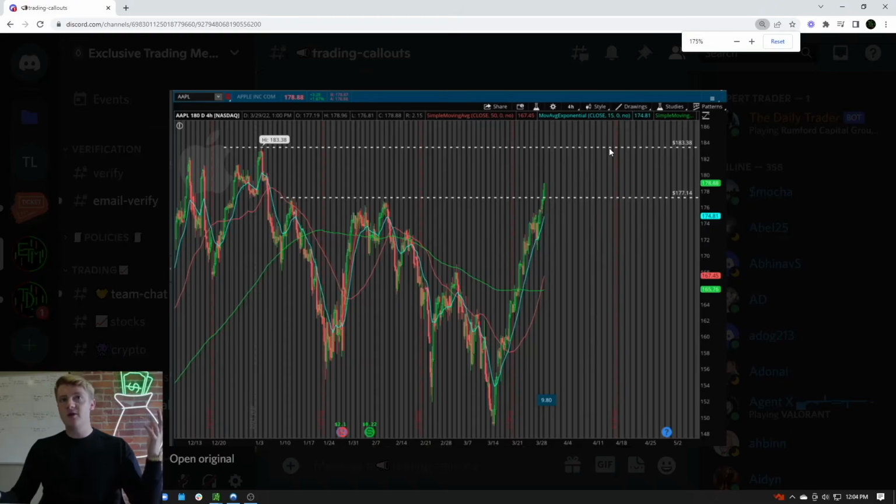183.38. Now, most people are going to be waiting for a rejection off of 183.38 because price is either going to break through this level and continue running to a new all-time high, or it's going to get rejected and then pull back down. So instead of waiting for confirmation of a rejection off this level to buy puts and play the move back down, I entered before the test of this level even occurred. Okay, at the time of this screenshot is when I entered.